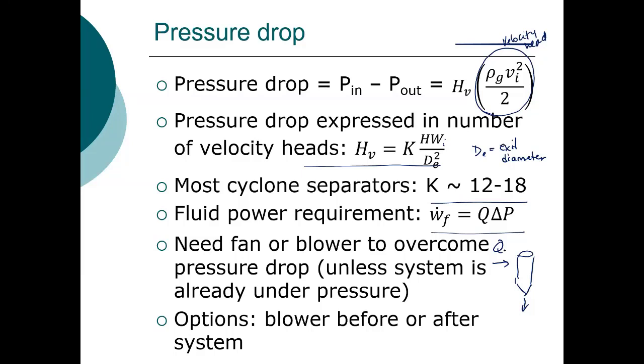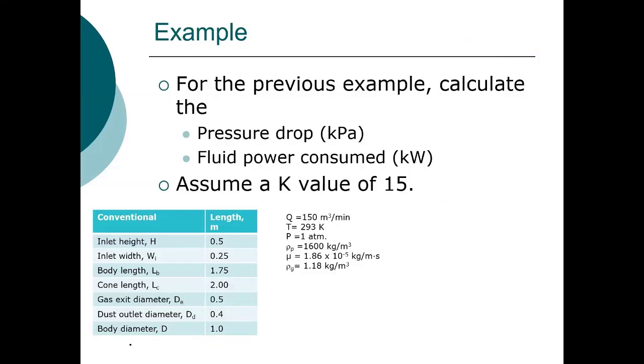In both cases, the system really does need to be maintained in order for the cyclone to work properly. So let's look at the previous example. In this case, what we'll do is calculate the pressure drop and the power. So you're given a K value by the manufacturer. The parameters that we have are identical to before.